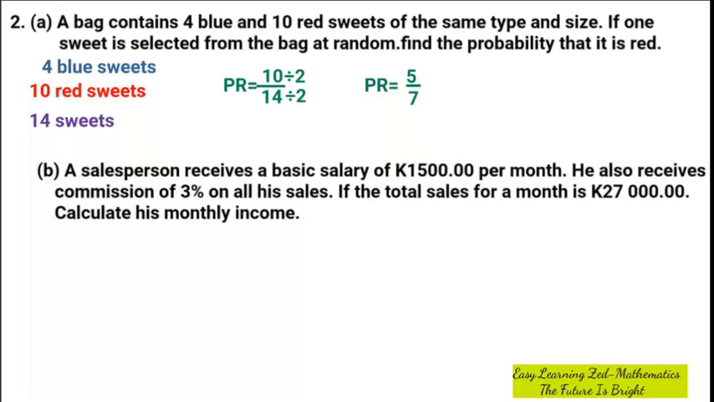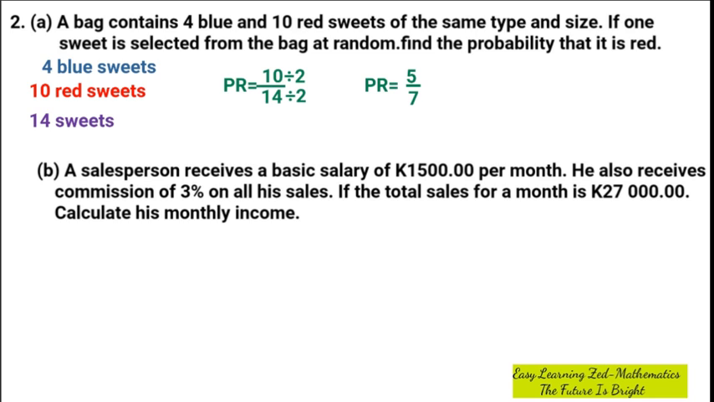Okay. Question 2b was as follows. A salesperson receives a basic salary of 1,500 per month. He also receives commission of 3% on all his sales. If the total sales for the month is 27,000 kwacha, calculate his monthly income.